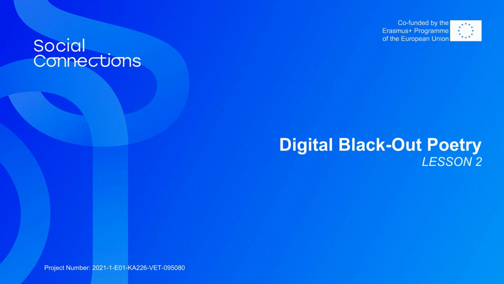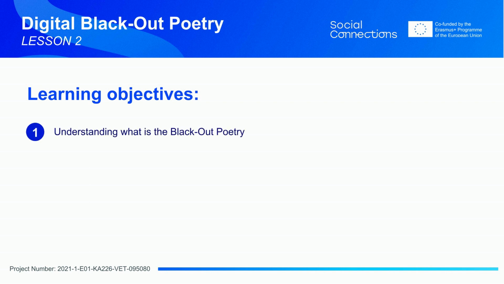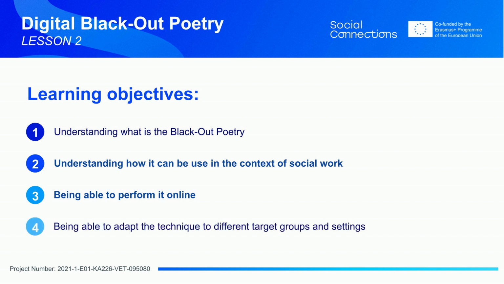This is the second lesson about blackout poetry. The learning objectives of this module are: first, understanding what blackout poetry is; secondly, understanding how it can be used in the context of social work; third, being able to perform it online; and fourth, being able to adapt the technique to different target groups and settings.